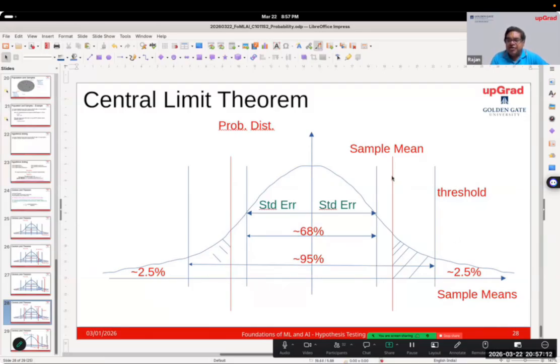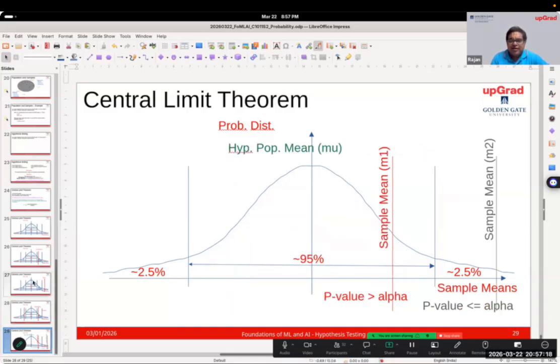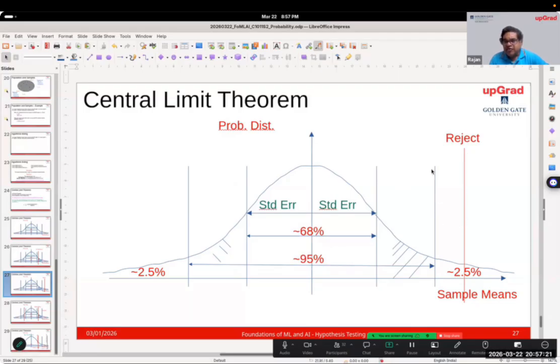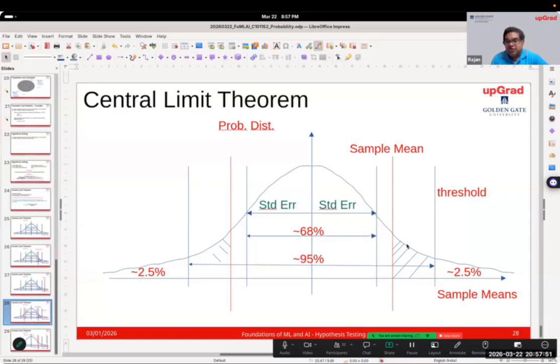But if the sample were outside, on this side, this is my threshold, this is the total area, and here is my sample mean. The area outside the sample mean is less than the area outside the threshold. Therefore, P is less than the threshold. If P is less than the threshold, then you reject. If P is greater than the threshold, then you do not reject. That's where this comes from.